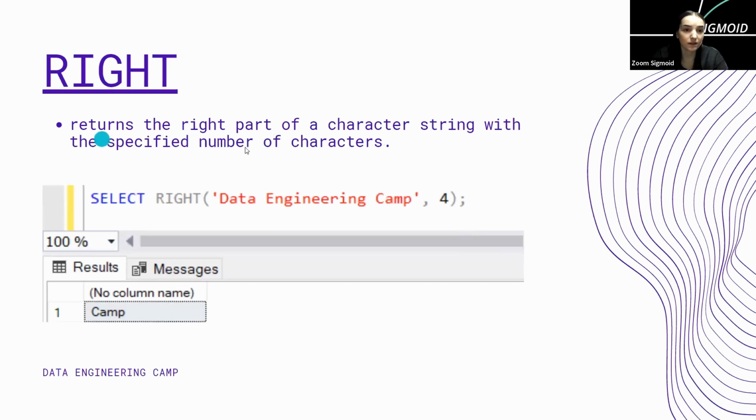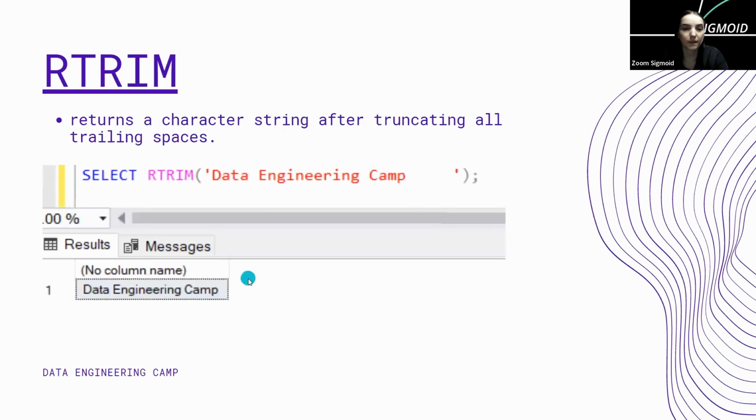We have RIGHT. It is the same as LEFT: if we have a string, we have the length, and we want to take, let's say, the 4 characters from the right, and we got camp. RTRIM, the same as LTRIM, removes all the trailing spaces, and we got a beautiful string.